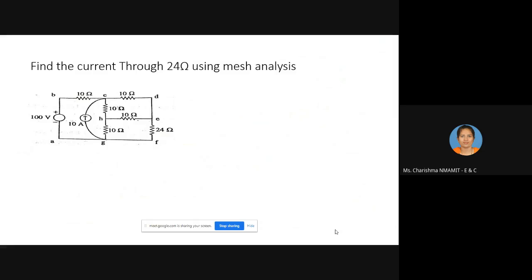We'll take the next problem. Find the current through 24 ohm using mesh analysis.